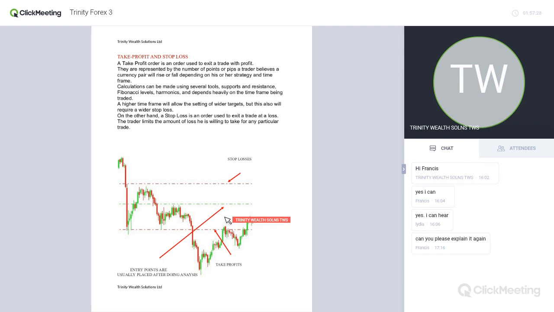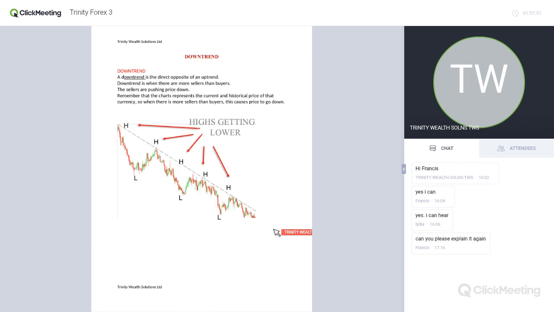When you're selling, the stop loss is above the selling price. When you're buying, the stop loss will be below the buying price, because you're buying expecting the market to move up, right? So you're saying, just in case the market moves down against me, that's the maximum number of pips I'm willing to take as a loss, all right?